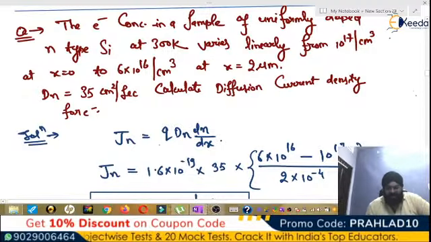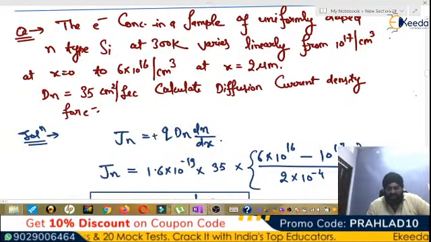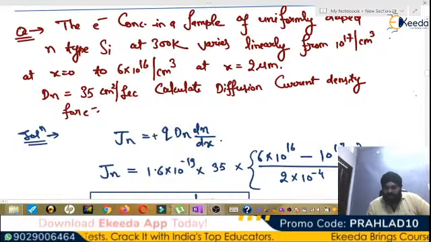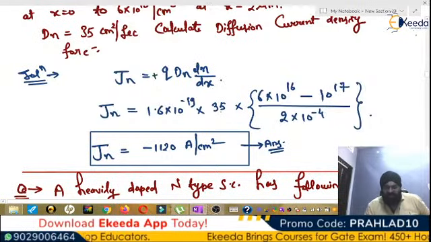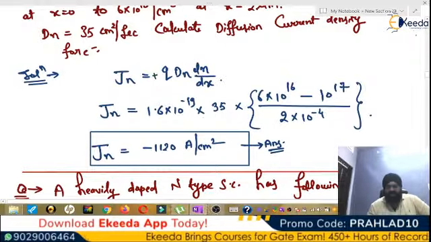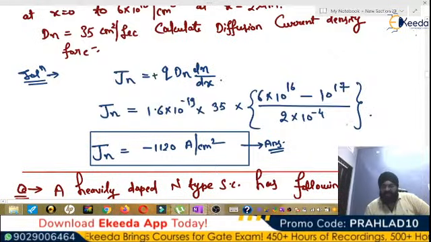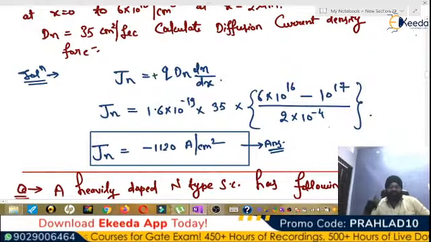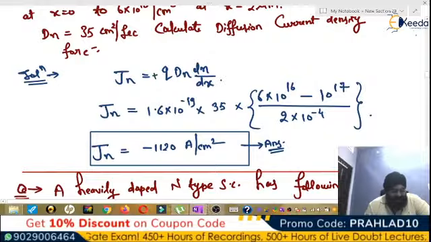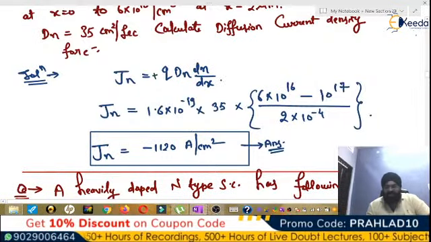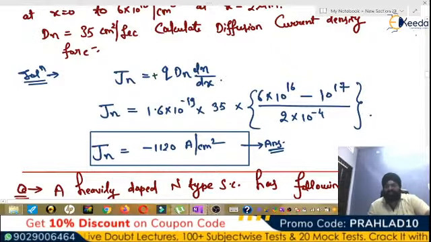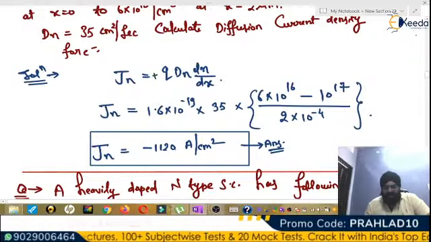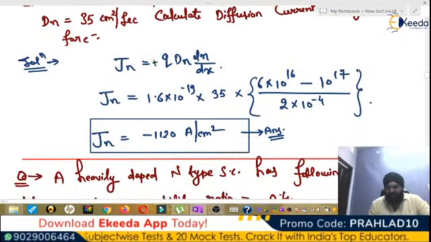So the diffusion current density for electrons is q into Dn dn over dx, right? So charge is 1.6 into 10 raised to power minus 19 into diffusion constant, which is given 35, and dn over dx. Dn over dx is the change in concentration with respect to distance. So it is 6 into 10 raised to power 16 minus 10 to the power 17 divided by dx. Dx is 2 into 10 raised to power minus 4. So it is minus 1120 ampere per centimeter square.